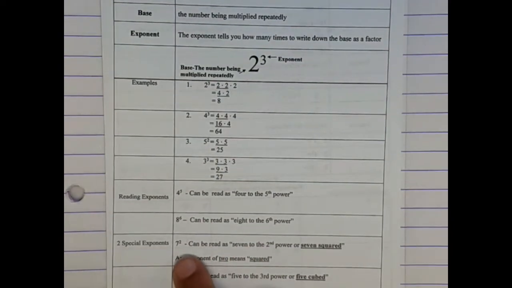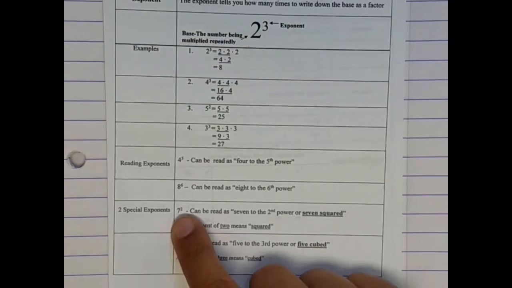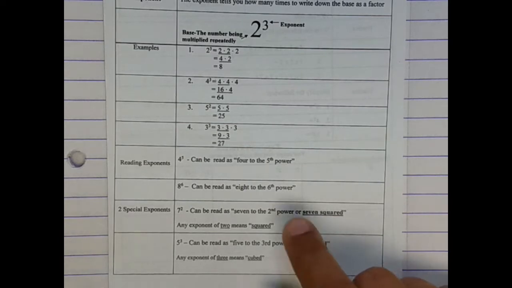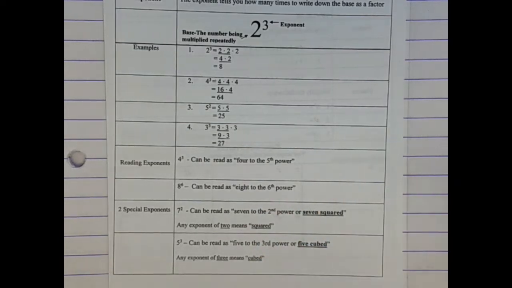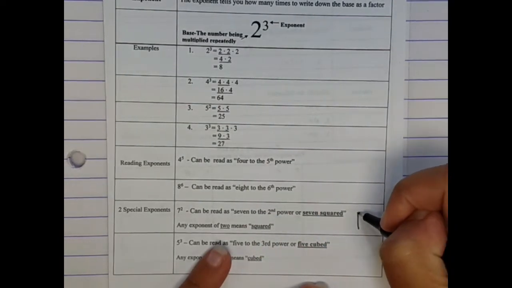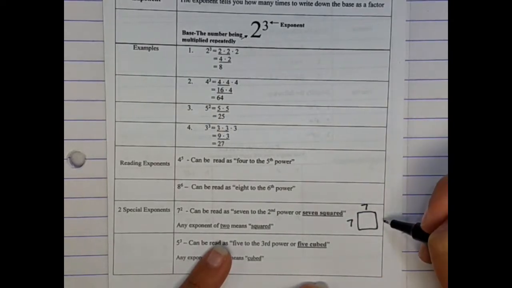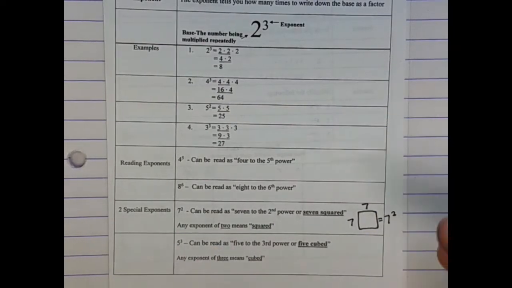Two special exponents that you're going to hear, so 7 to the 2nd power, or 7 squared, because it actually makes a square. I'm going to show you really quickly. To find the area of the square, you would do 7 times 7, also known as 7 squared, because it makes the shape of a square.